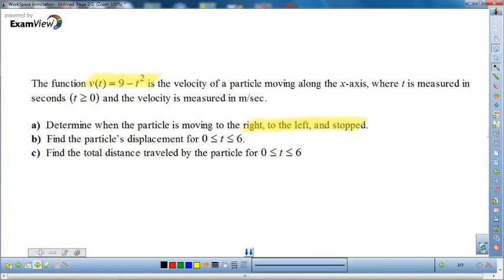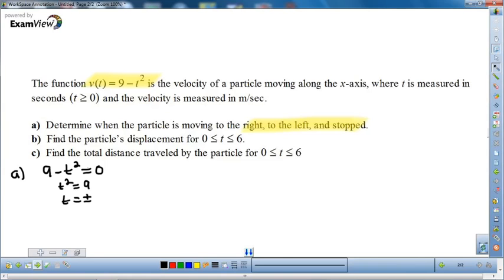So given the function 9 minus t squared for the velocity of a particle moving along the x-axis, we want to find whether the particle is moving to the right, the left, or stopped. In order to find that, we need to find where it stops first. So we're going to set the velocity equal to 0 and solve for t.